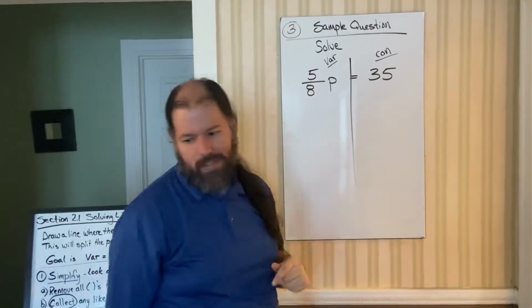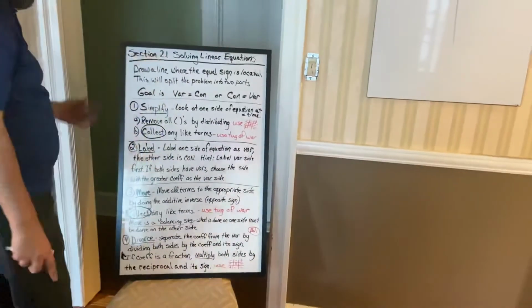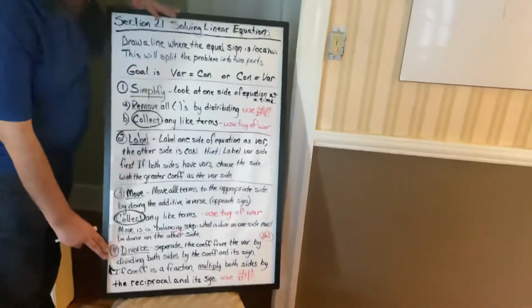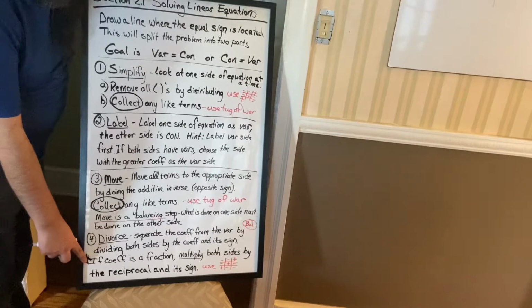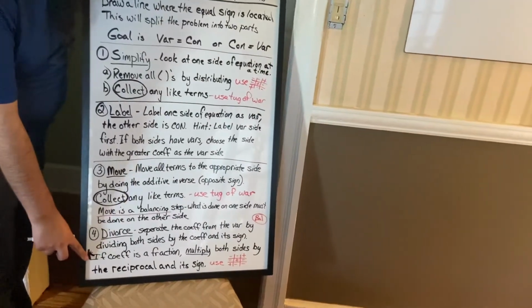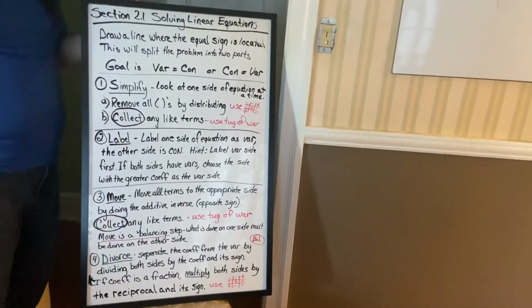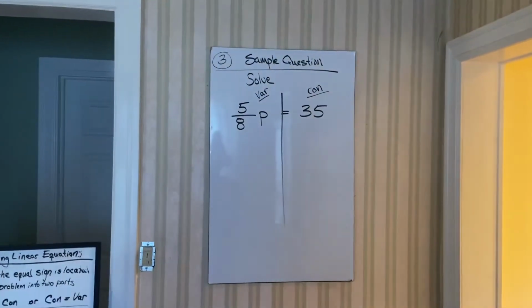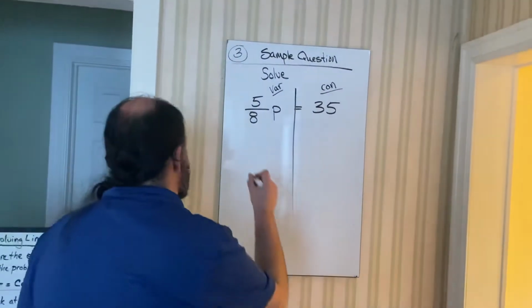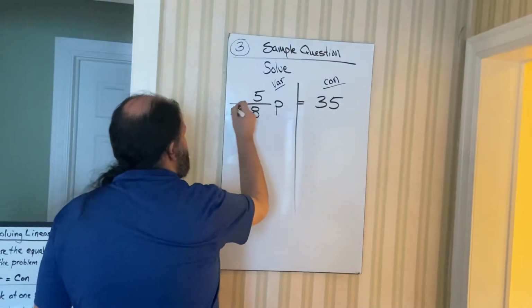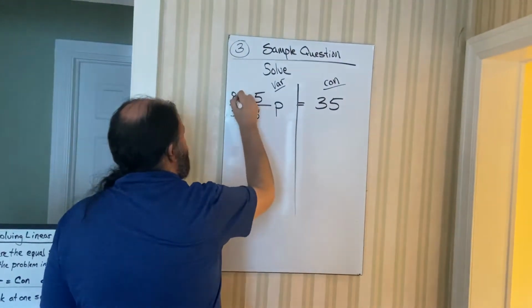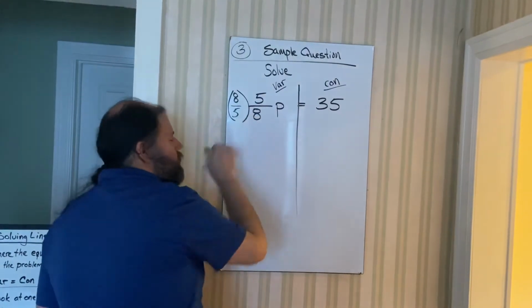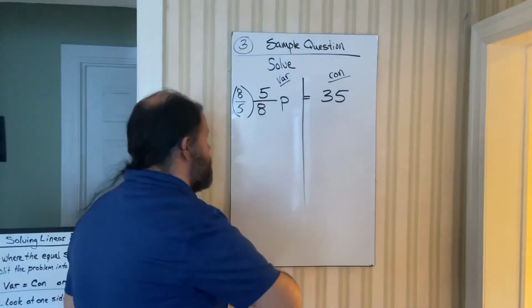But remember, we talked about this before. Normally, we do divorce by dividing. But if the coefficient is a fraction, we're actually going to multiply both sides by the reciprocal. So let's flip the fraction. Instead of 5 being on top, let's put the 5 in the denominator, the bottom, and then the 8 goes up in the numerator. And for multiplication, I just use parentheses to show multiplication.